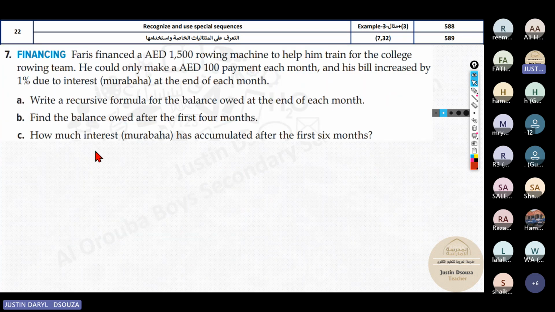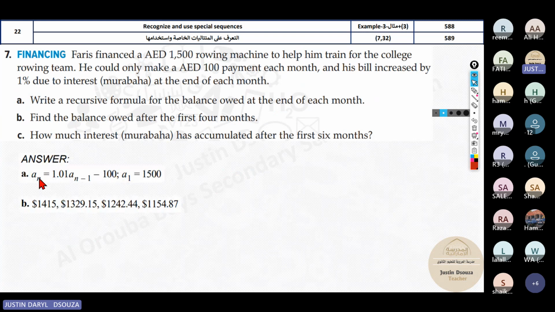Now I will quickly do this problem. Why? Because until over here, it's the same thing. If you have understood the previous problem, it's only changing the values. Very basic, very simple. Now you can see the answers over here, but just make sure these answers are in dirhams, AED, not in dollars.